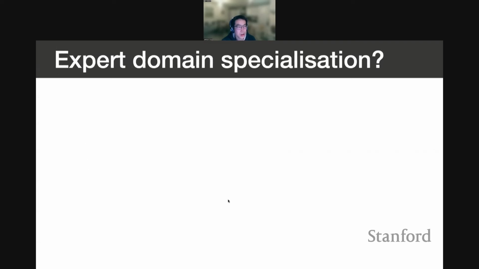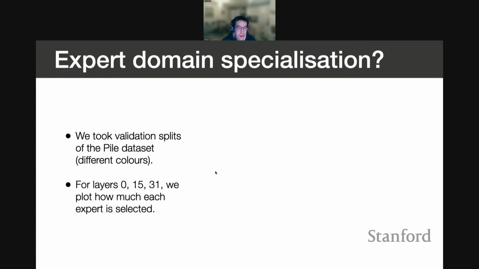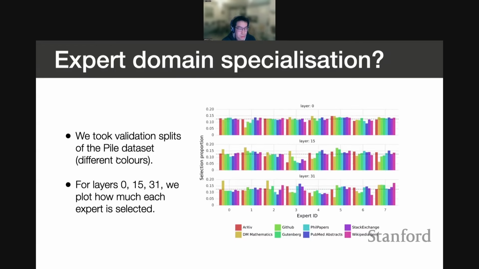In our paper, we try to find out if there's some sort of domain specialization with these experts. We took the validation splits of the Pile datasets, which are represented in different colors. The red is arXiv, the green one is GitHub, the blue one is FreeLaw papers, and the purple one is Stack Exchange.